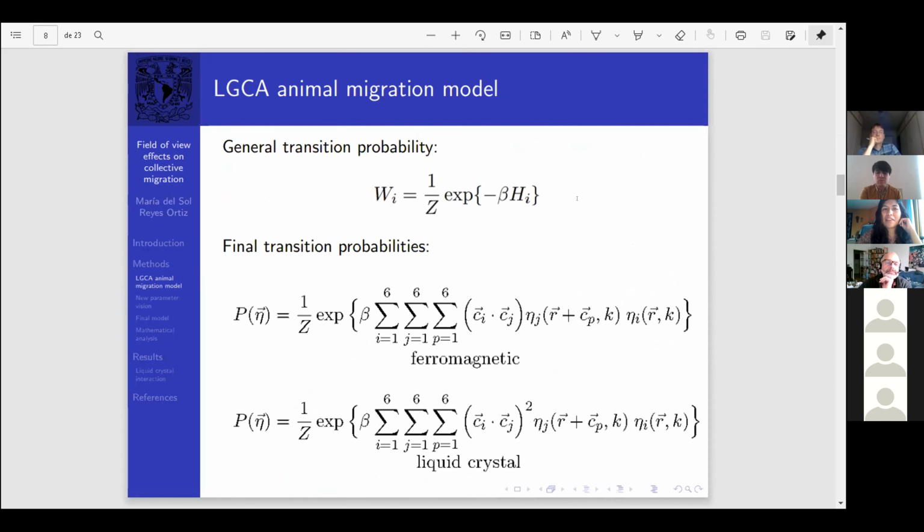Now we will see our methods. In this case, we will use a general transition probability given by a Boltzmann probability distribution. That is our first equation. And we will consider two different interactions: the ferromagnetic interaction and the liquid crystal interaction. To consider both of these transition probabilities, we consider that there is a stochastic independence between all of the velocity channels. That's why we can write them in this way. And we consider all of the 6 different channels in each of the nodes.